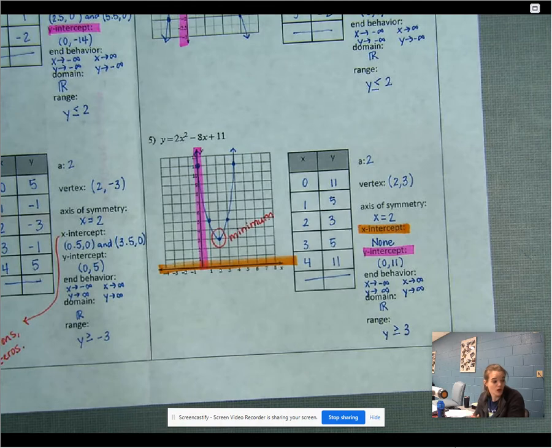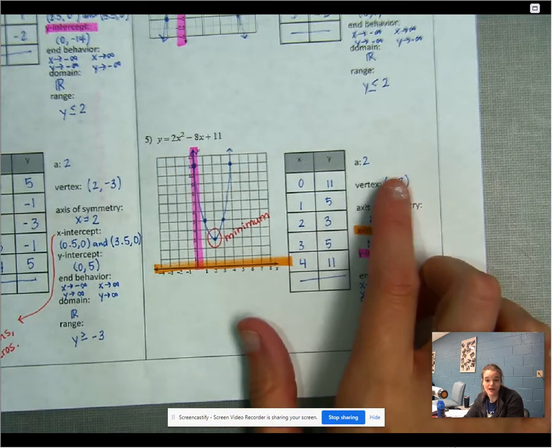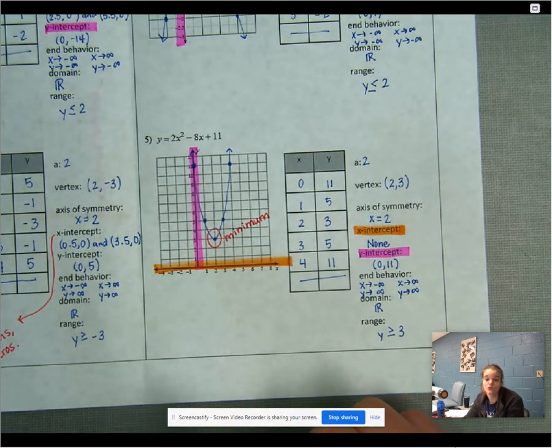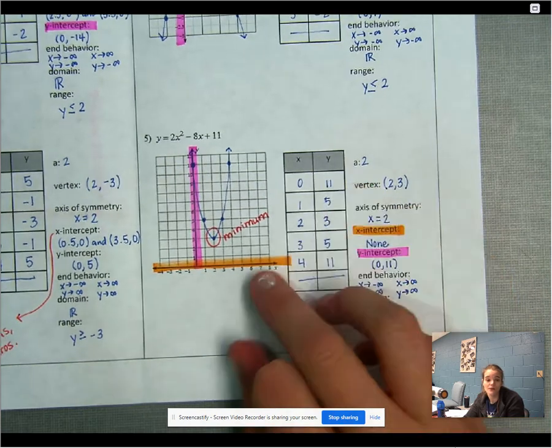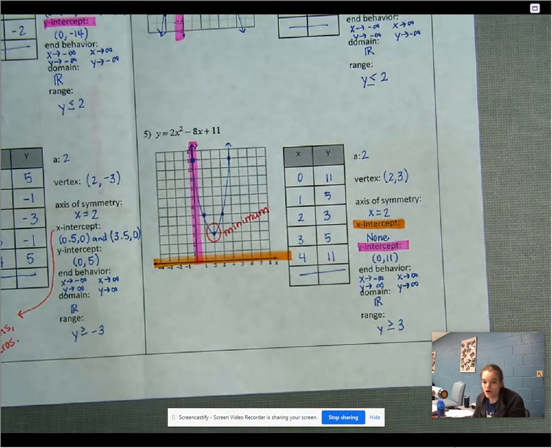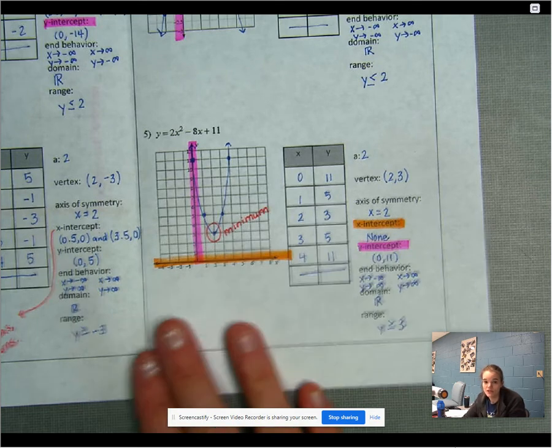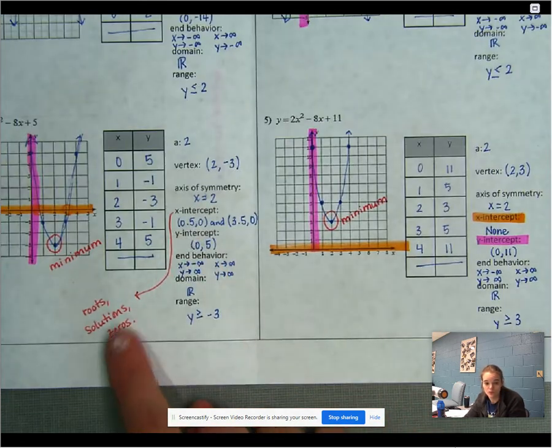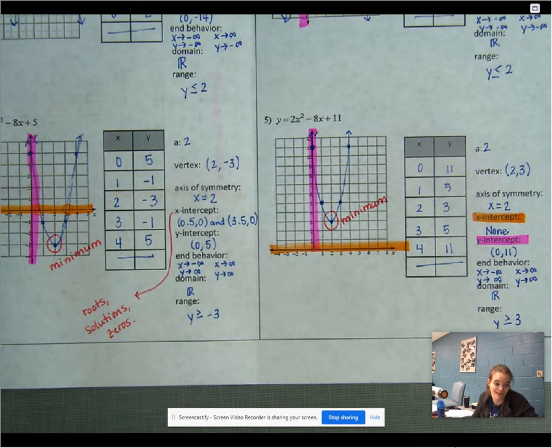It's important you know the words. Questions use the word vertex, minimum, and maximum all the same. They just change them around. It means the same thing every time. Just like the words x-intercept, root, solution, zeros mean the exact same thing every single time that it's said, okay?